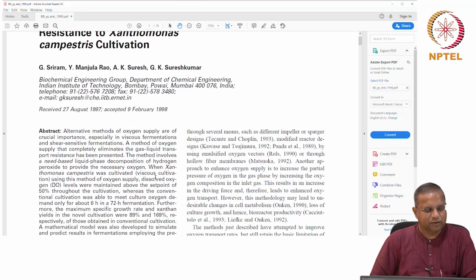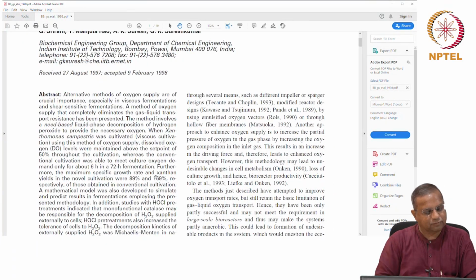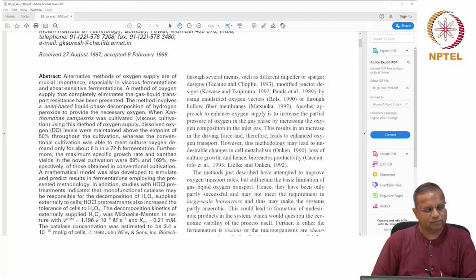Okay, let me read out the abstract to you and then explain a few things here. Alternative methods of oxygen supply are of crucial importance. Remember, this was way back in 1998, 22 years ago. Alternative methods of oxygen supply are of crucial importance, especially in viscous fermentations and shear sensitive fermentations. A method of oxygen supply that completely eliminates the gas liquid transport resistance has been presented.